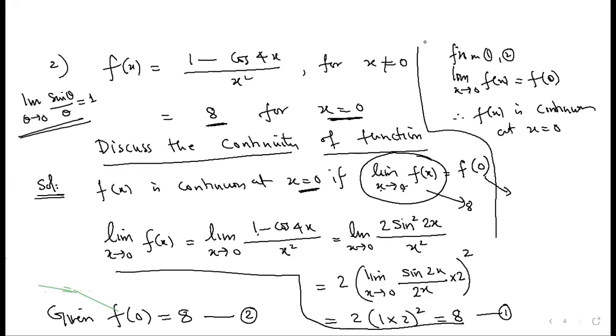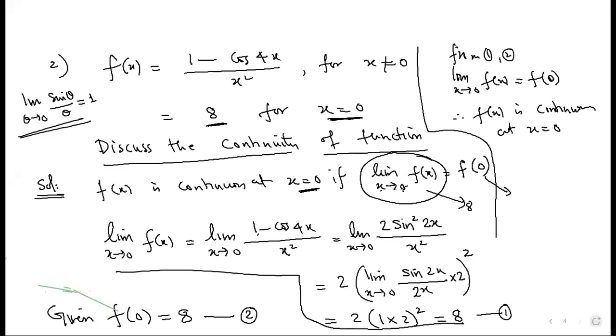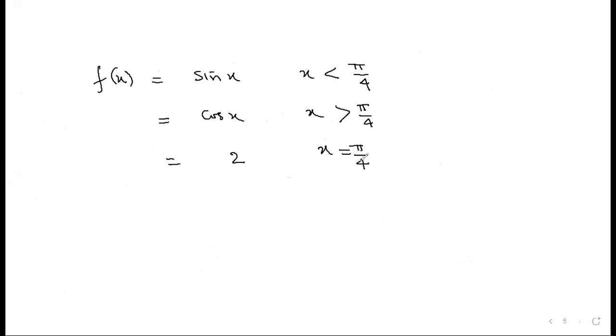Yeah. Question number 3. F of x equal to sin x for x less than pi by 4, equal to cos x for x greater than pi by 4, equal to 2 for x equal to pi by 4. Discuss the continuity at x equal to pi by 4.